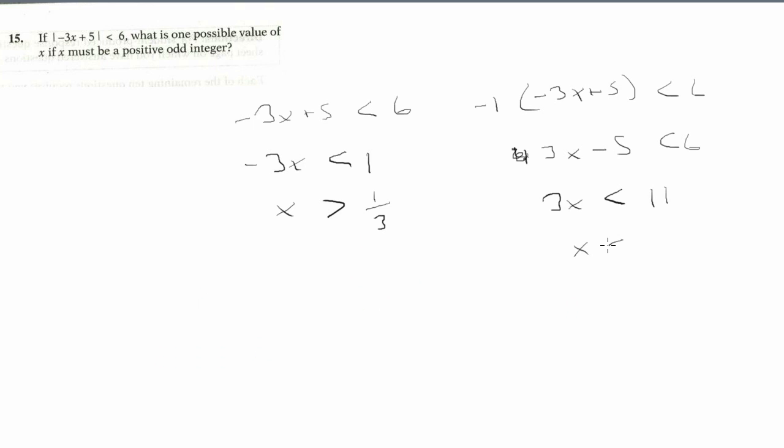X has to be less than 11/3, which is 3 plus some fraction, something over 3, 2/3. Okay, so x has to be greater than 1/3 and less than 3 2/3. They want an odd integer, which means that it could be either 1 or 3. Right? It has to be greater than this and has to be less than that 3. So this is the answer.